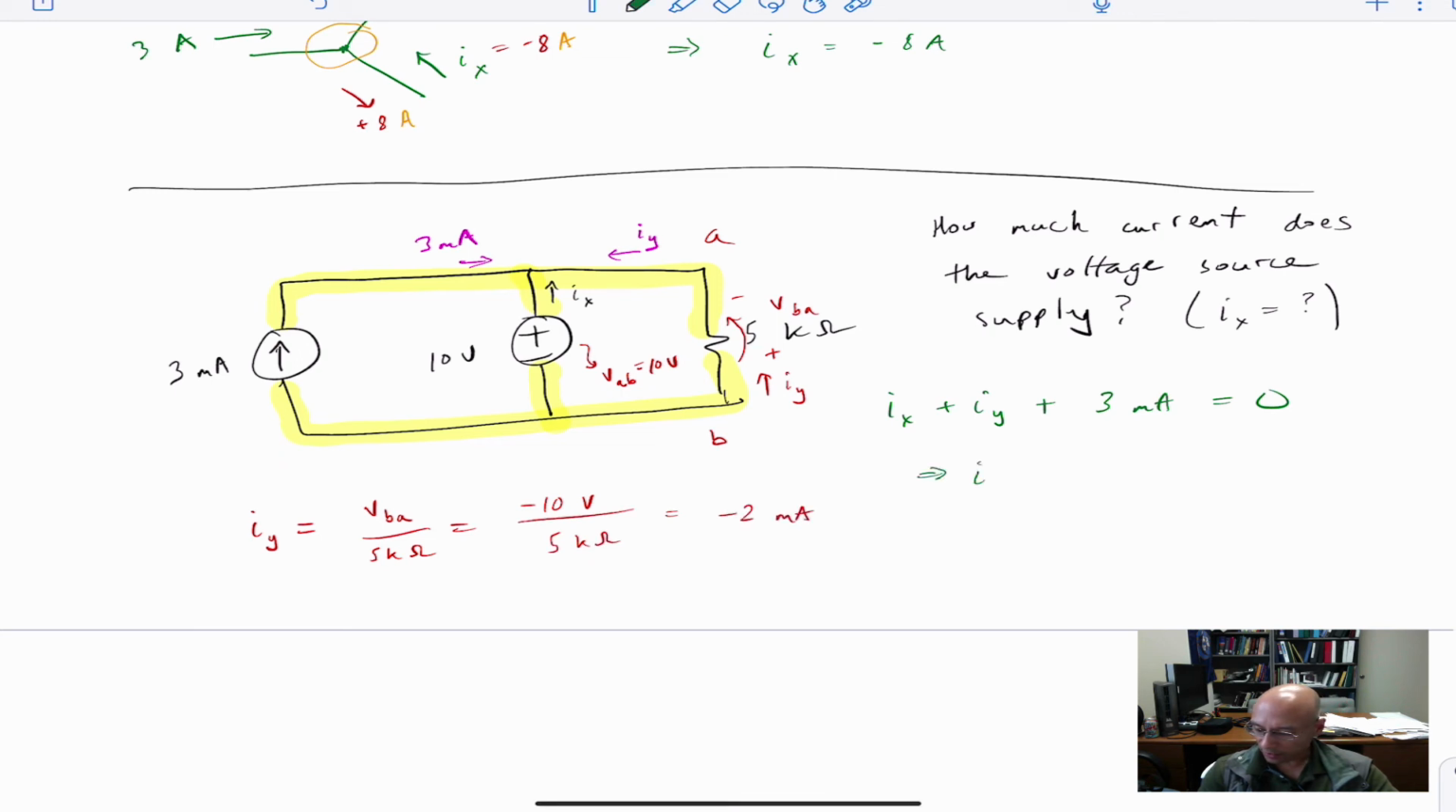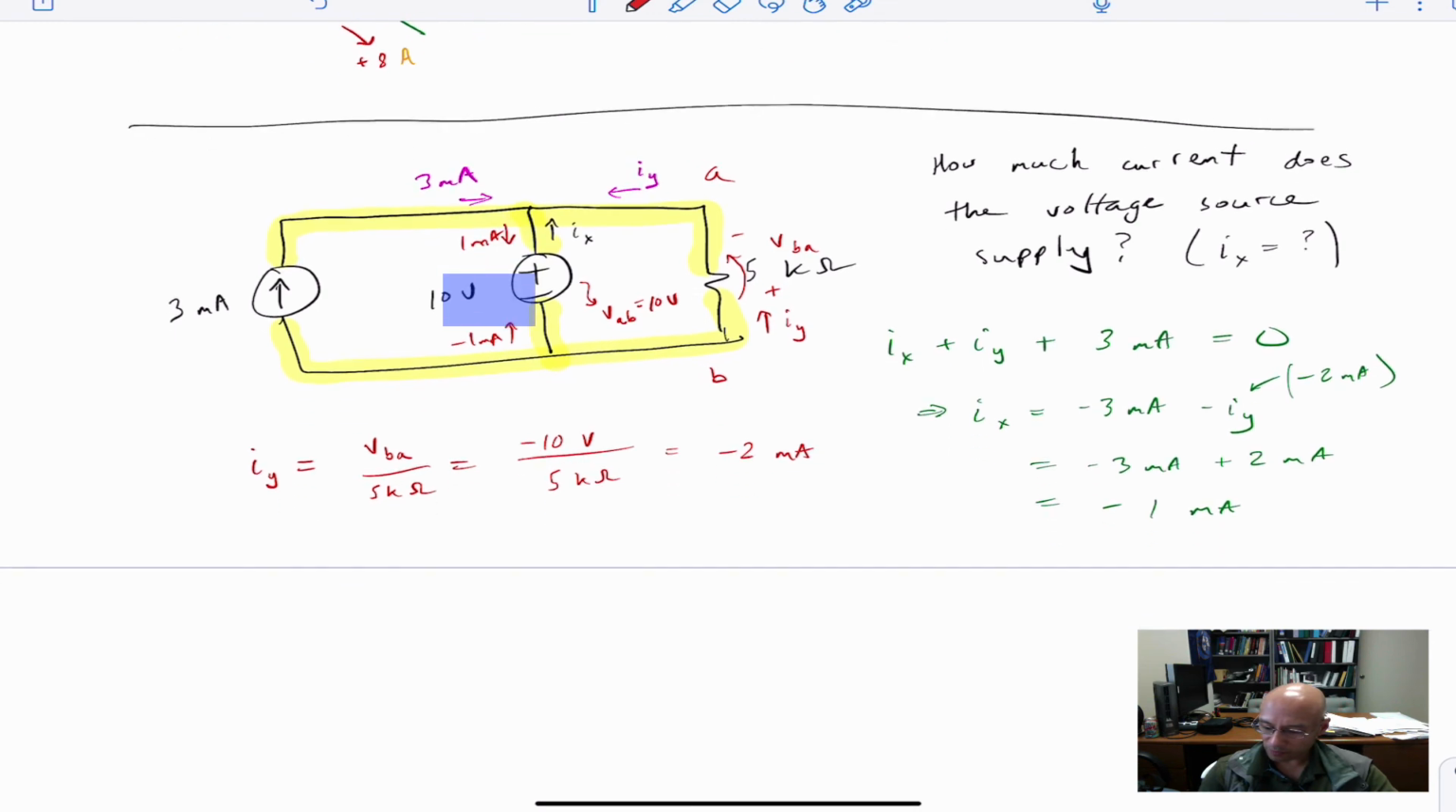So we can write Ix is negative 3 milliamps minus Iy. And filling in here negative 2 milliamps for Iy, we have negative 3 milliamps plus 2 milliamps is negative 1 milliamp. So a couple ways to think about that. So Ix is here. It's negative 1 milliamp. It's also equal to 1 milliamp traveling in the opposite direction.